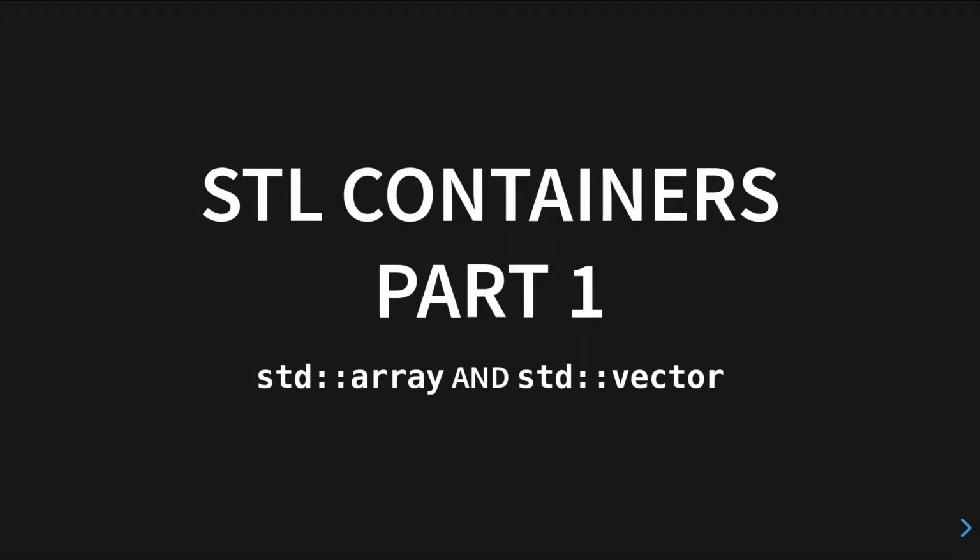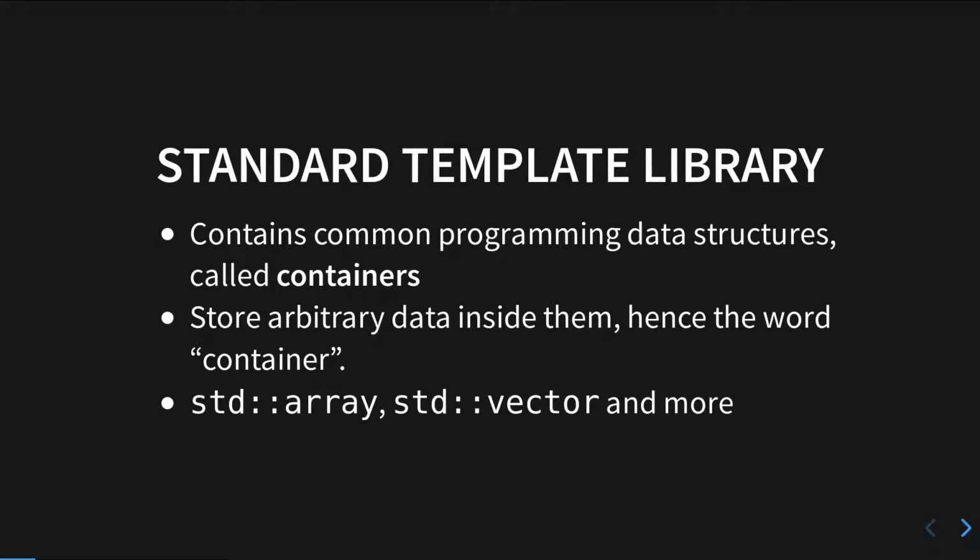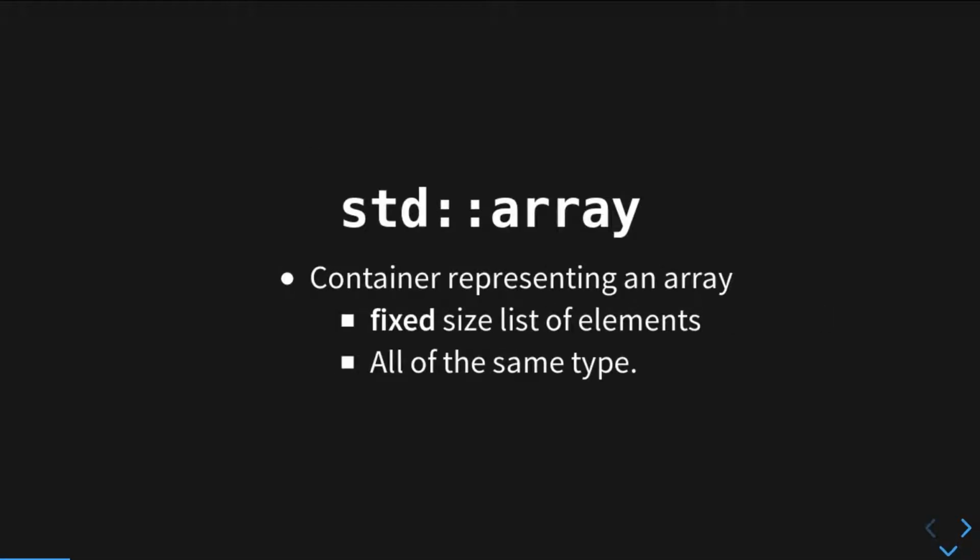One of the most useful libraries in C++ is the Standard Template Library, or STL. It contains common programming data structures called containers, such as std::array and std::vector, which are able to store arbitrary data inside them, hence the word container. Let's get started with std::array.